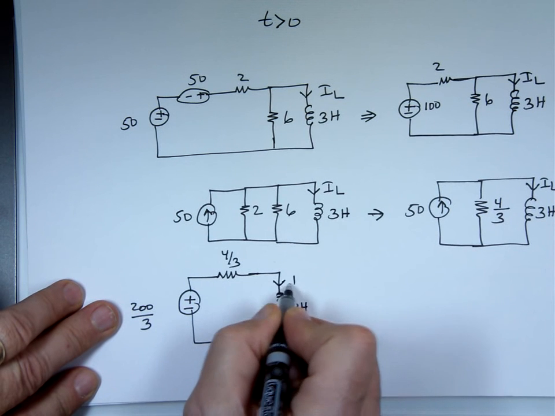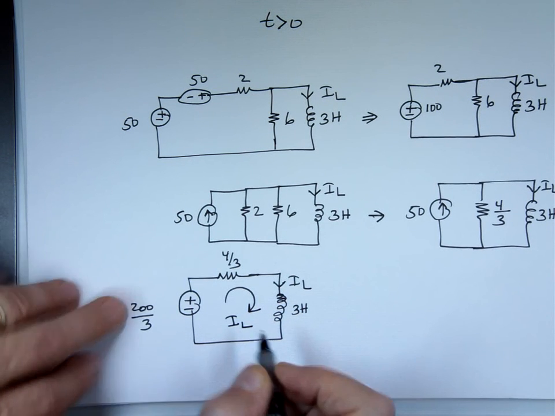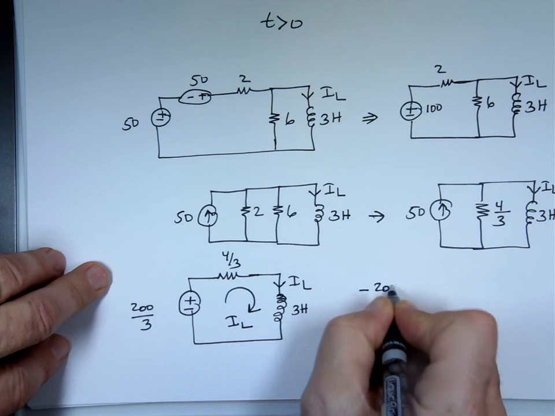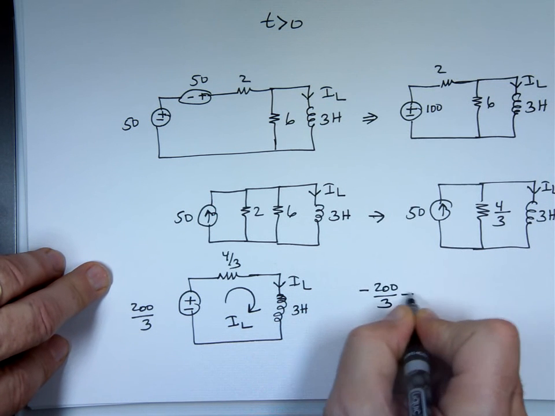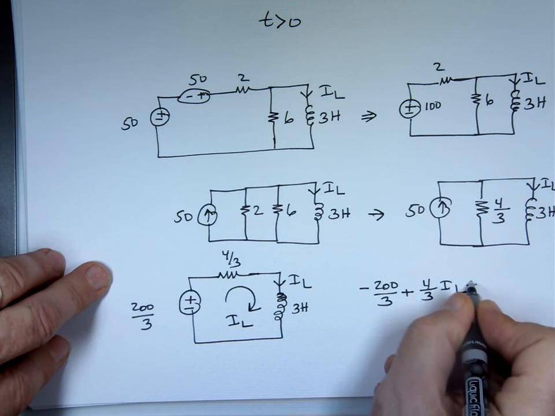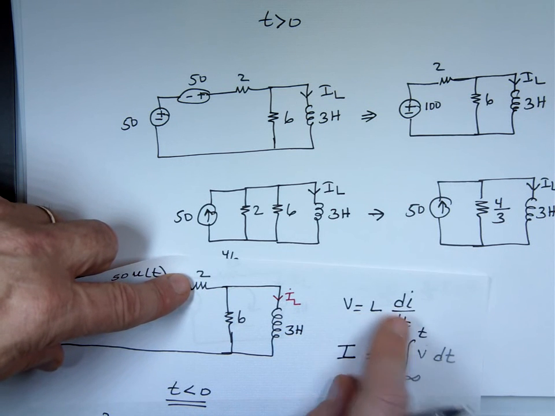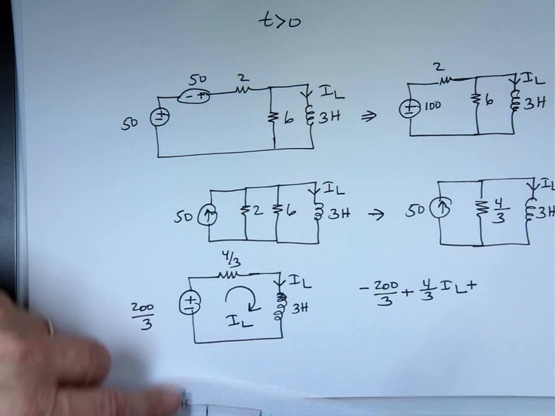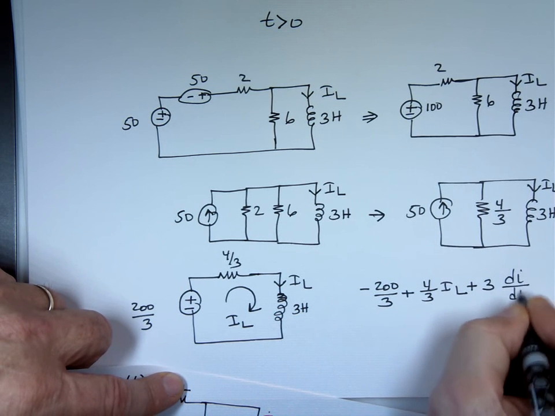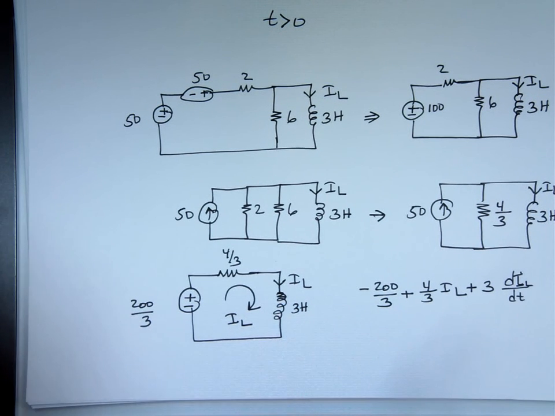So if I make it one loop here, this is I sub L. Sum of the voltage in a closed loop is 0. Negative 200 over 3 plus 4 over 3 times I sub L plus, what's the voltage across the inductor? L di dt. L is what? 3 di dt. When I say I, that's I sub L. Equals 0.